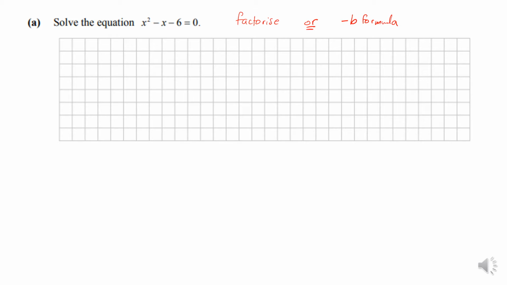Remember, to solve a quadratic equation means to find the 2 points on a function where it crosses the x-axis. So when is the function equal to 0? And we expect 2 answers. So, factorizing.